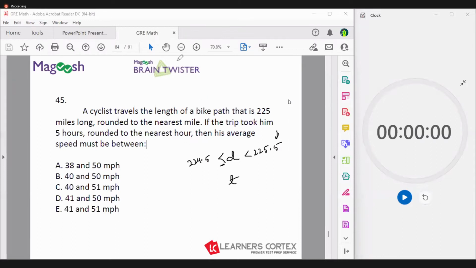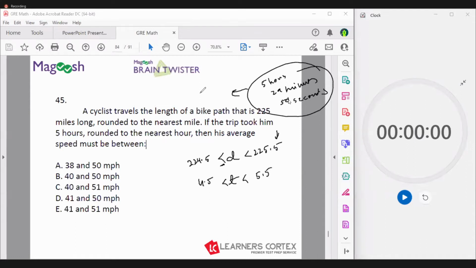Similarly, when it says for time, 4.5 hours and anything greater than that will be rounded off to 5. And similarly, anything less than 5.5, even if it is 5 hours 29 minutes and 59 seconds, even then this time will be rounded down to 5 hours. So which is less than 5.5. So therefore, this is the range which will be there.